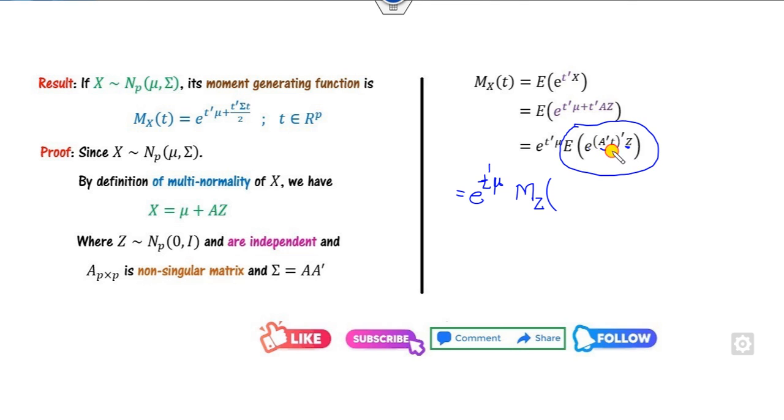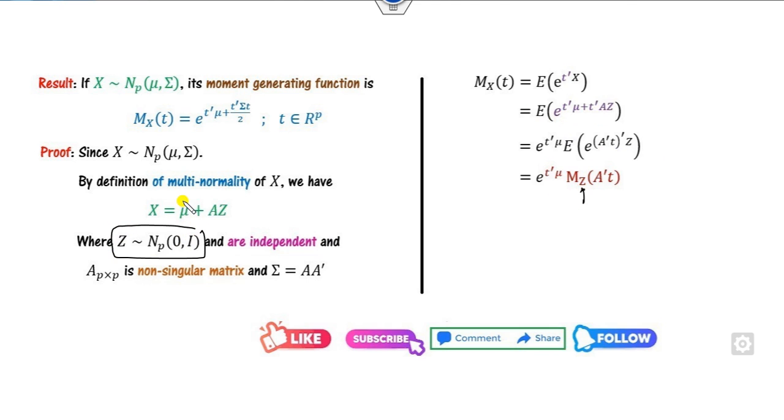What is the t? This is my parameter, because you can see the definition of t transpose x. Now in this case x will be my Z, and the capital T will be my A transpose T. What is the moment generating function of Z? What is my Z? Z is the normal distribution with 0, 1. By the previous result, this will be e to the power T transpose T divided by 2. So I can substitute here.